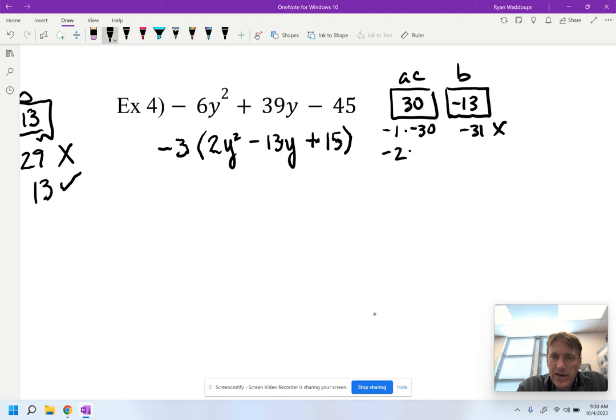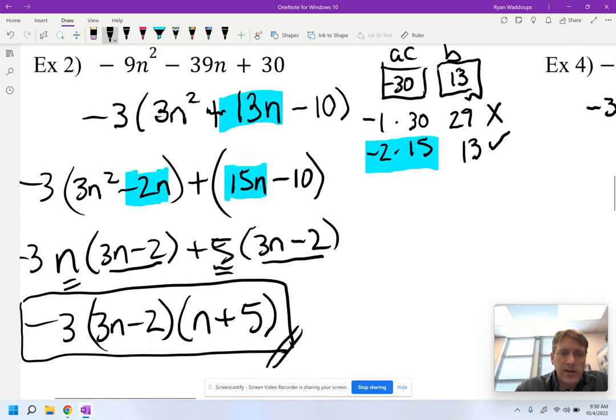So negative 2 times negative 15 would be positive 30. Negative 2 plus negative 15 would be negative 17. Not it. Negative 3 times a negative 10 would be a positive 30. And negative 3 plus negative 10 is negative 13. So those are the numbers we're looking for, negative 3, negative 10.